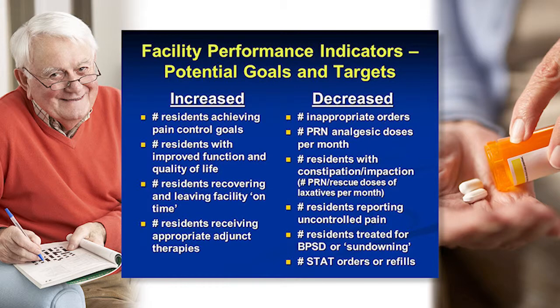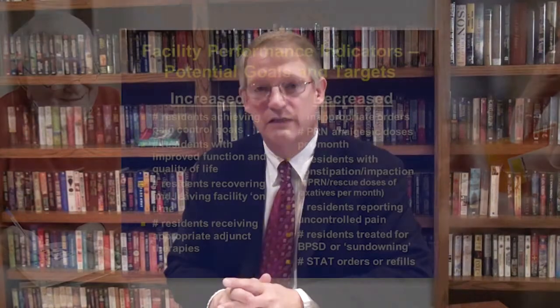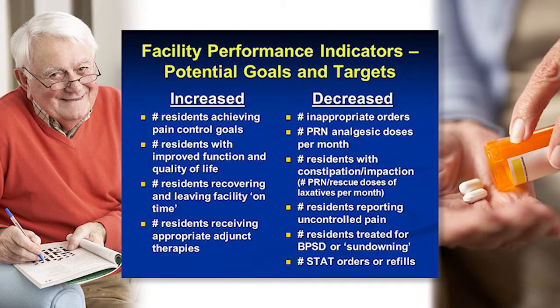And then finally, increasing the number of residents receiving appropriate adjunct therapies and showing that we're using those non-drug therapies in addition to the medications. Some of the quality measures we could use should be decreased. We should see a decrease in the number of inappropriate orders that have to then be clarified after the fact. We could see a decrease in the number of PRN analgesics that are used, indicating that the individual isn't receiving enough scheduled medication to control their pain throughout the day.